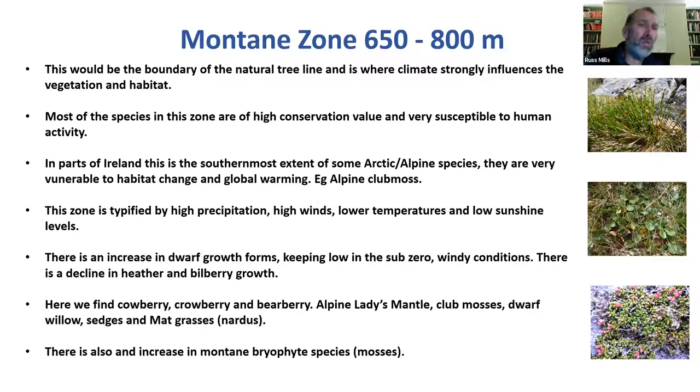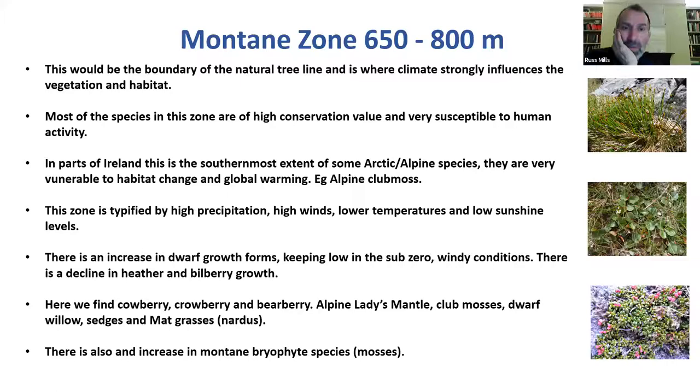And this normally would be the boundary of a natural tree line, because this is where climate starts to strongly influence the vegetation. And of course, as we're going up the zone, the climate is changing, the weather is changing, it's getting wetter, there's less sunshine because there's more cloud in these zones. The higher mountains attract more cloud than the lower areas, so there's less sunlight. The wind is often stronger, so you've got cold, icy winds that will damage young growth, so the plants have to adapt to that as well. So the environment's getting a little bit harsher now, and the temperature's dropping.